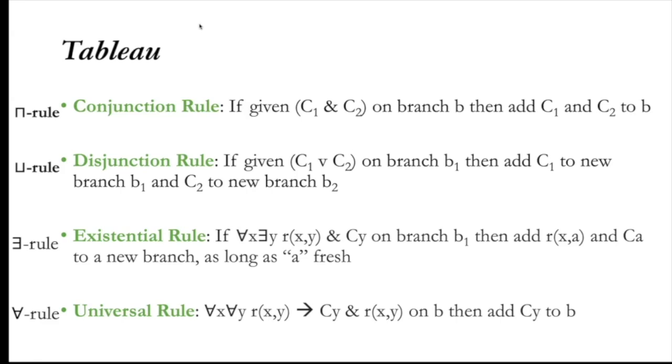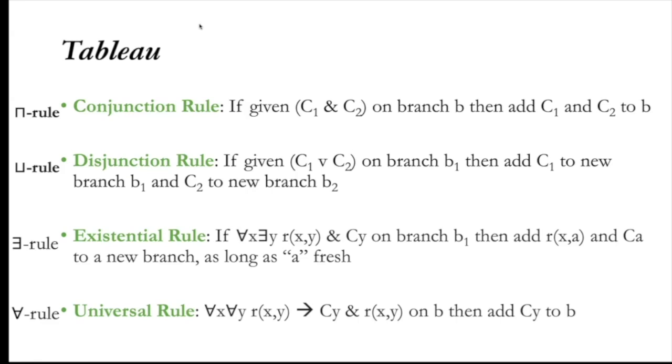And then for the universal, you've got the two universal x, universal y, R x y. And this is the if-then. If x is related to y, then C y, that is to say y is a C. And if R x y is on a single branch, then you can add C y to that branch.